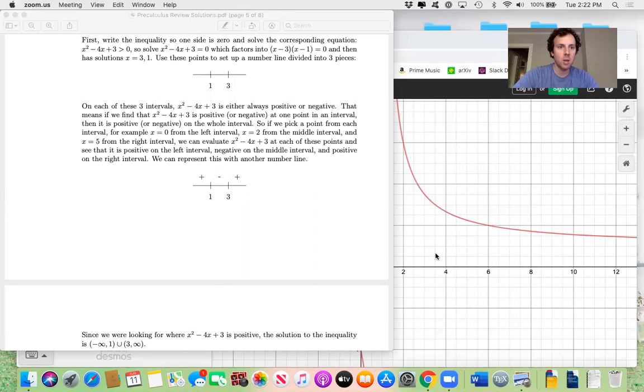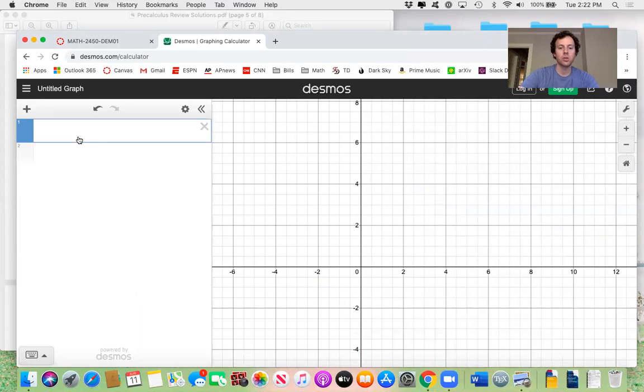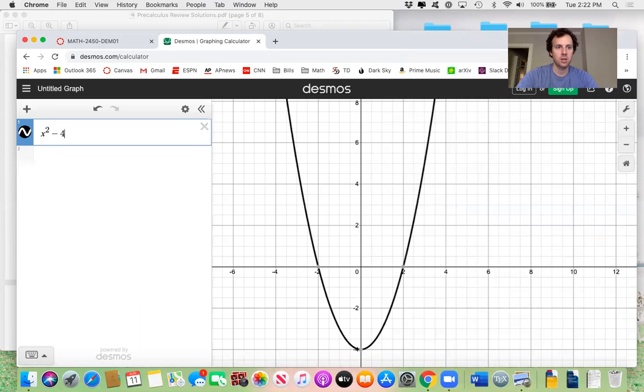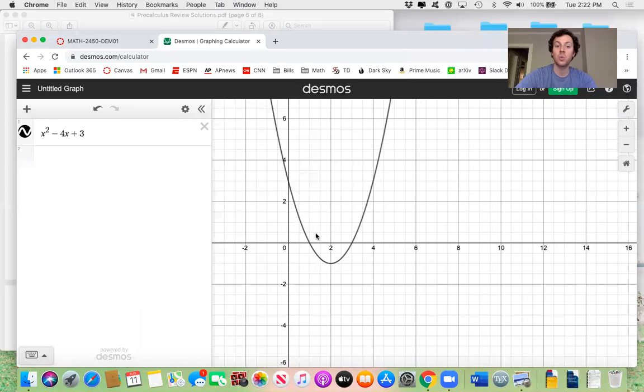What can also be helpful, and this is the last thing that I'll say, is when you're doing these, you can also go look at the graph. The graph for x squared minus 4x plus 3 is a parabola, and this is exactly what we found. 1 and 3 are the zeros, we're negative in the middle, and we're positive on the outsides.